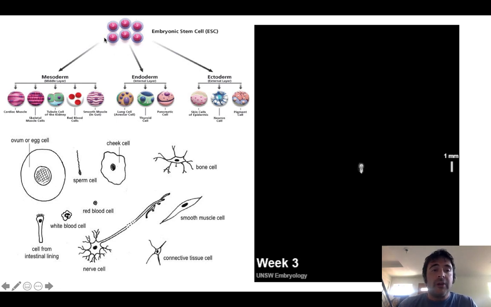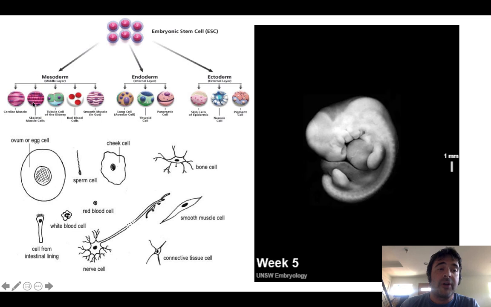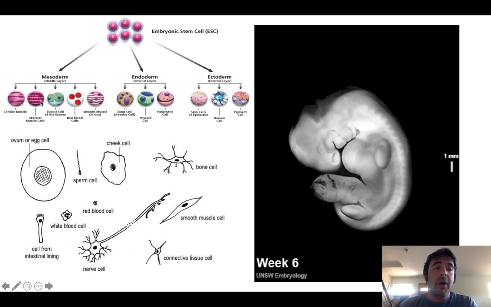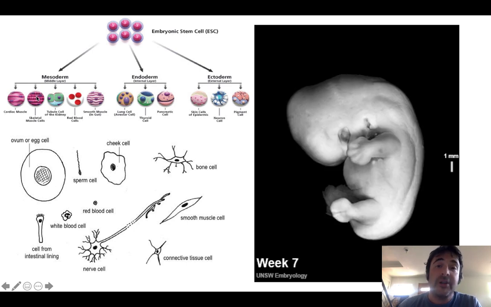So when a stem cell becomes a specific type of cell, like a skeletal muscle cell, we say that that stem cell has differentiated. So when a cell takes on a defined function and it changes its shape and its metabolic characteristics and its functional characteristics, we say that cell has differentiated.